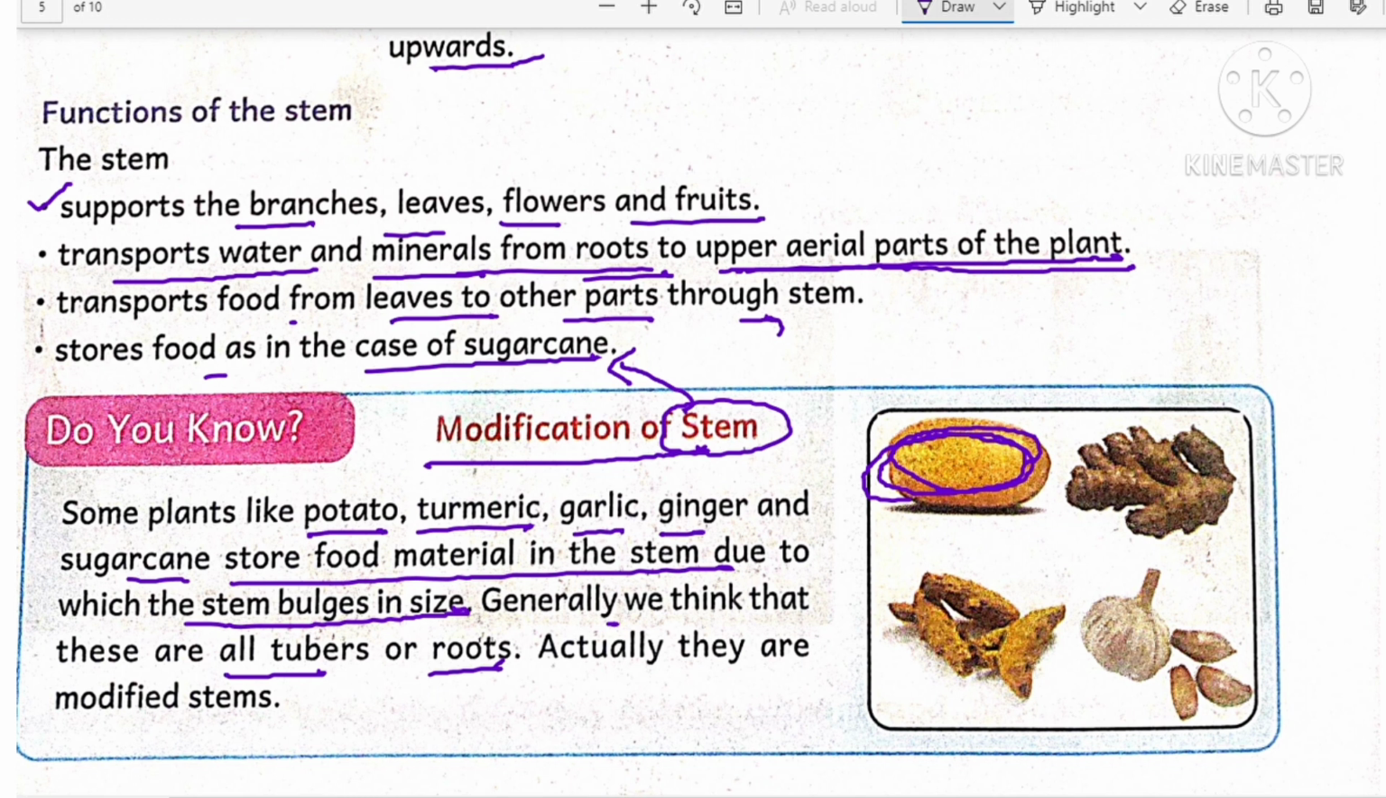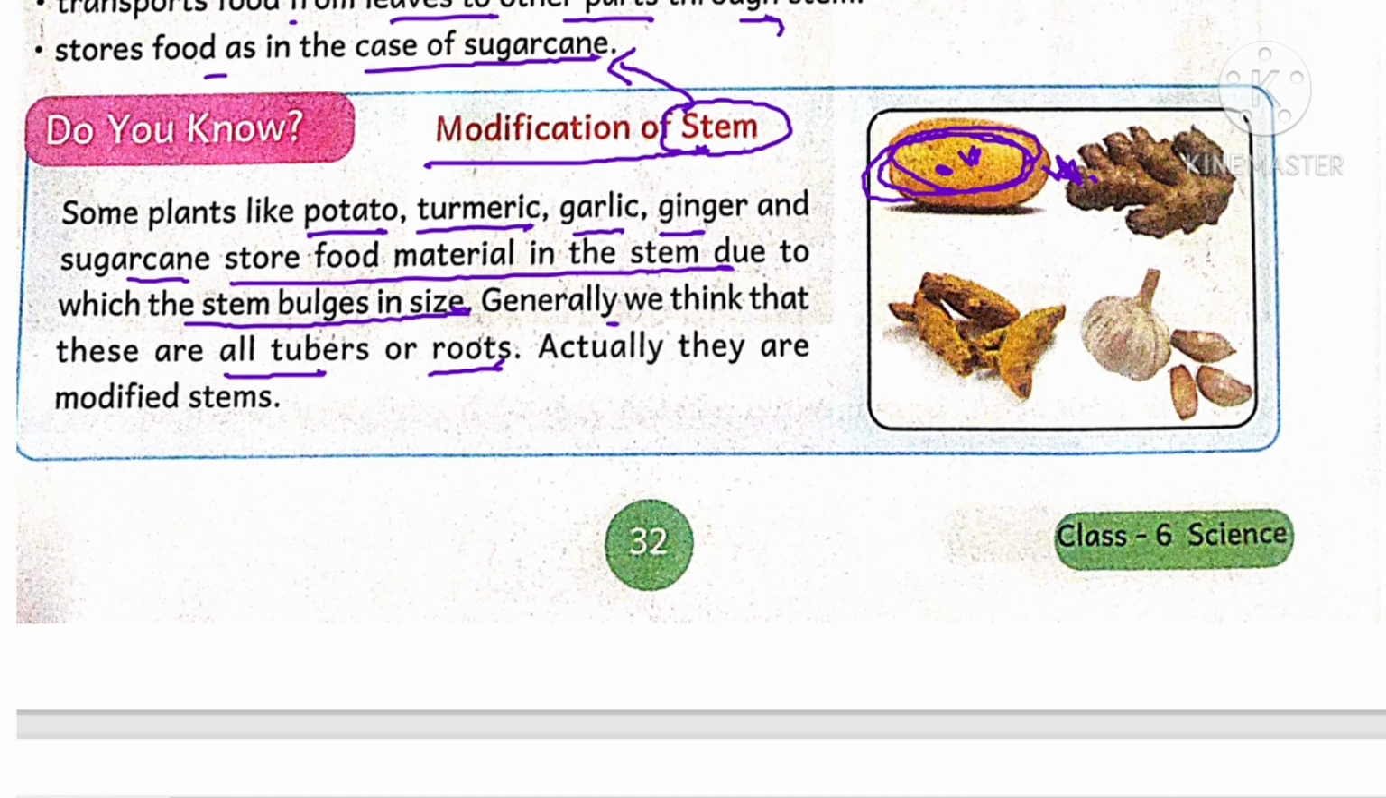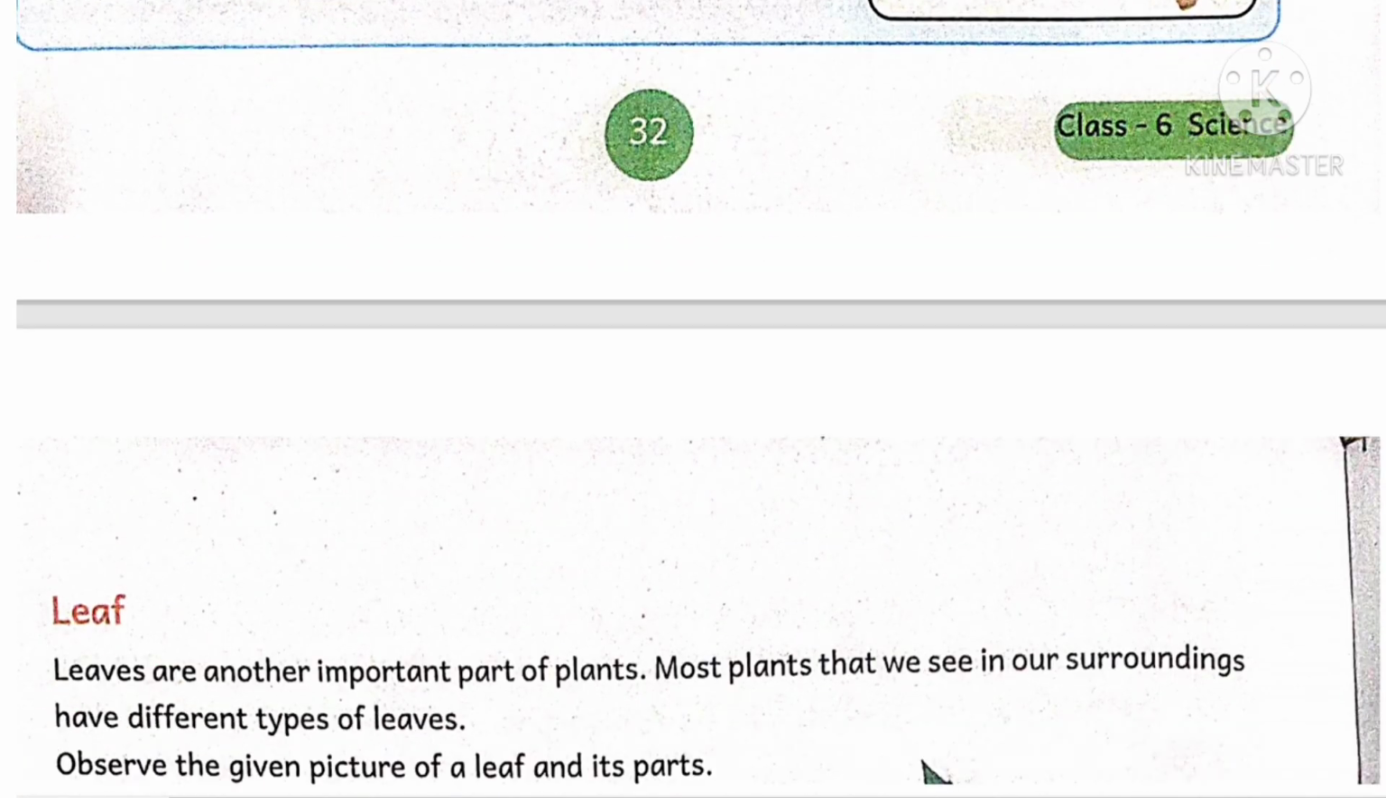But if you observe carefully in the ginger and the potato, small leaves come out from these tubers, because the stem has buds. So these are evidences that they are stems. Actually, these are not roots. These are all modified stems.